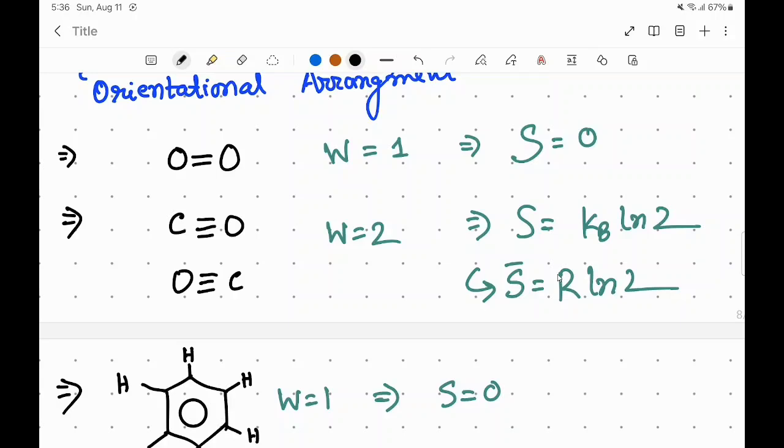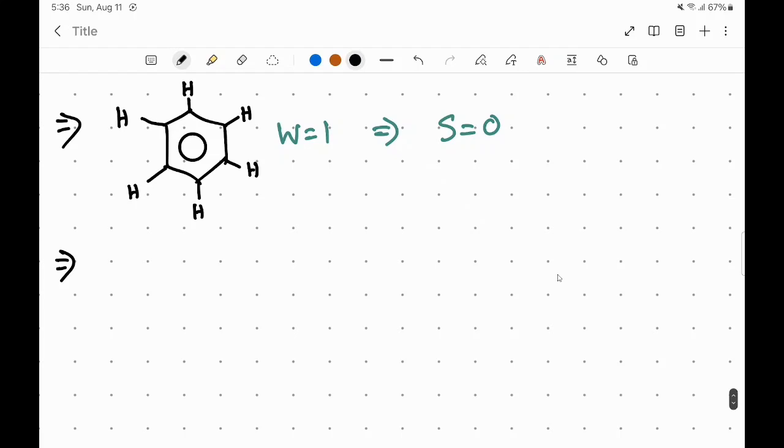Now, if it is not perfectly crystalline, it is crystalline, there is arrangement, perfect arrangement, but that is not perfectly crystallized. It means there is a hole or there is a defect. So in that case, some other arrangement will be possible, and the entropy will not be zero.